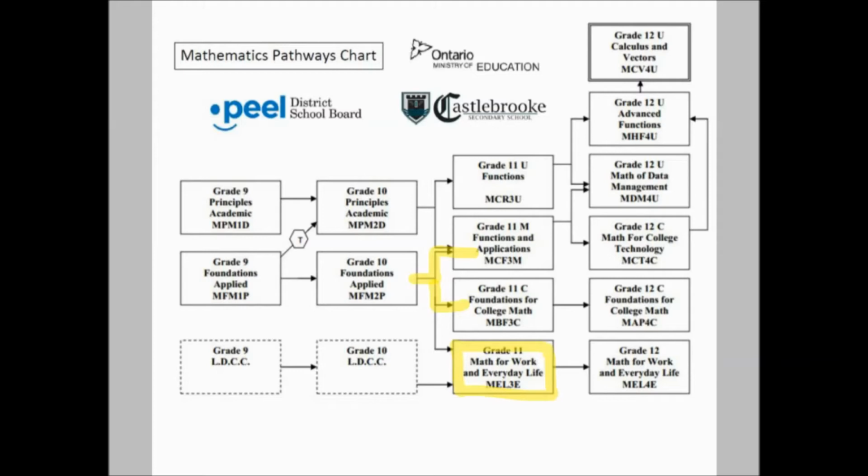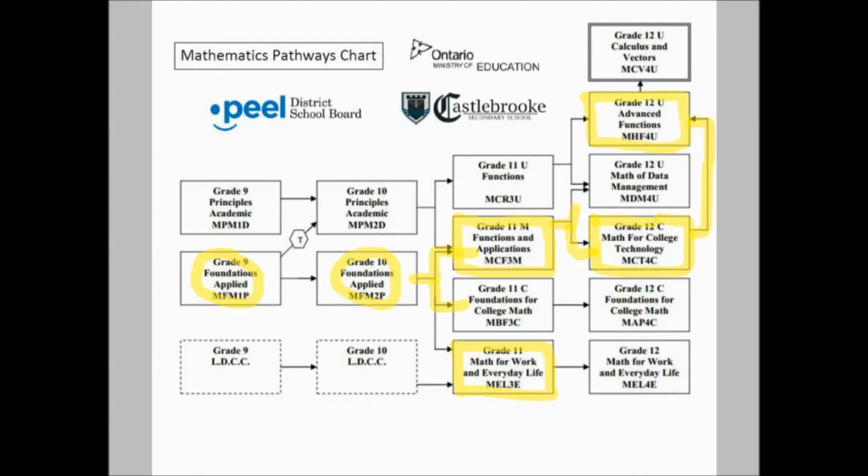Grade 11 mixed math gives you the opportunity to take either grade 12 college for technology math or grade 12 data management. So there are some courses which just require data management at university. So it's important to know that you could go from 9 applied to 10 applied to mixed math and then to grade 12 data management, which is a university level math. The other connection that's available once you've finished mixed math is grade 12 college math and then advanced functions.